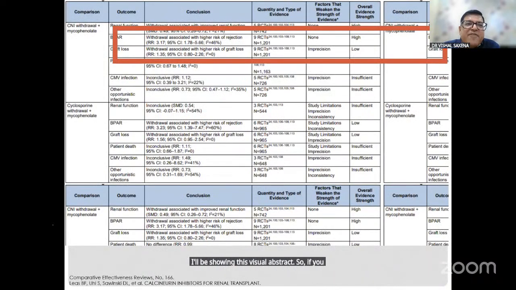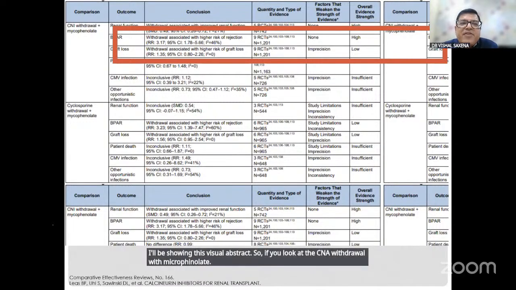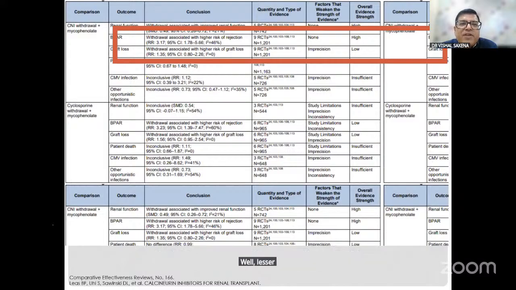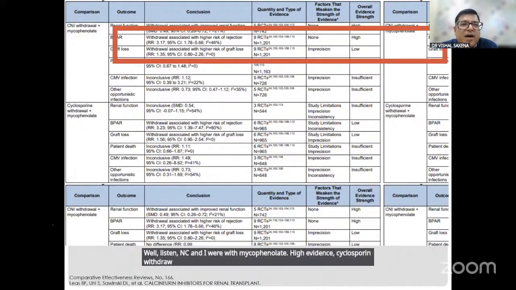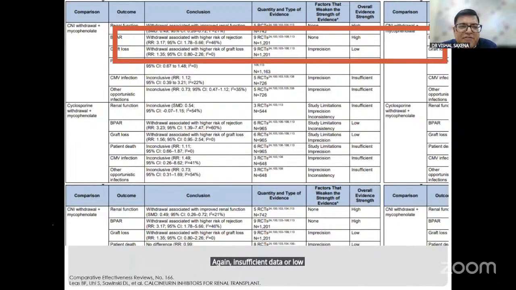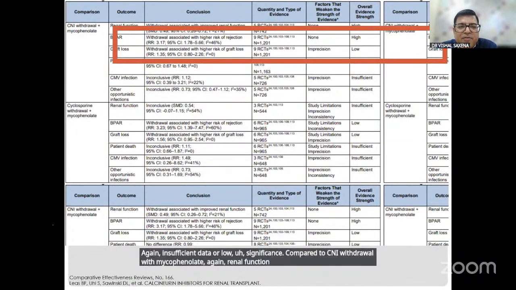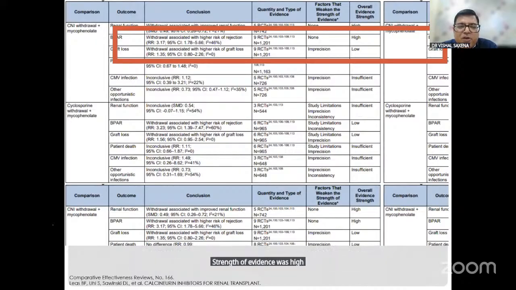So if you look at the CNI withdrawal with mycophenolate, the strength of evidence showed that biopsy-proven acute rejections were lesser in CNI withdrawal with mycophenolate. High evidence, cyclosporin withdrawal with mycophenolate, again insufficient data or low significance. Comparison of CNI withdrawal with mycophenolate, again renal function, withdrawal associated with improved renal function. Strength of evidence was high. Biopsy-proven acute rejection, graft loss and patient death, the incidence was low. Biopsy-proven acute rejection, withdrawal associated with high risk of rejections.